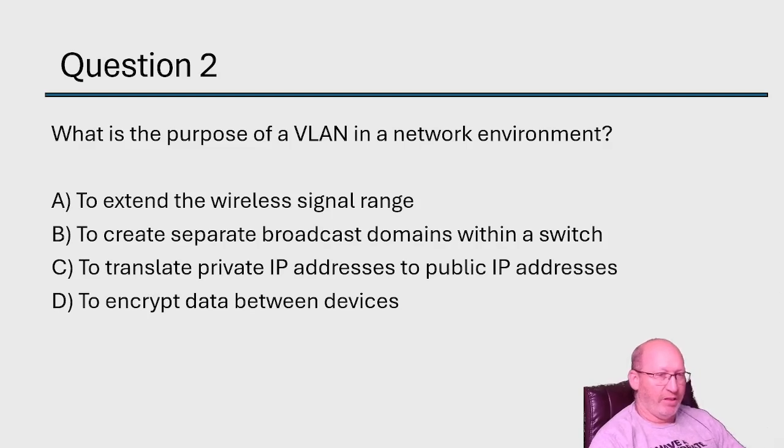I think we can get rid of encryption. We can get rid of D, to encrypt data between devices. No, that's not a VLAN. What about to translate private IP addresses to public IP addresses? We would call that NAT, Network Address Translation. That's C. So that leaves us A or B.